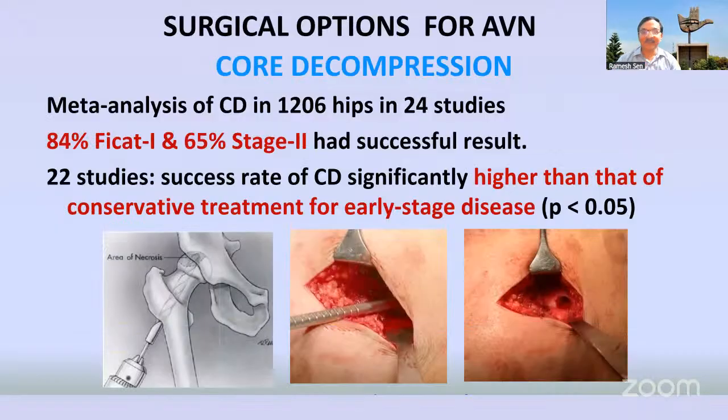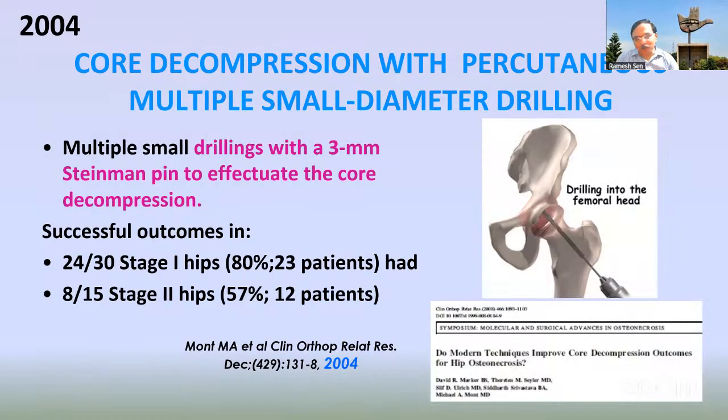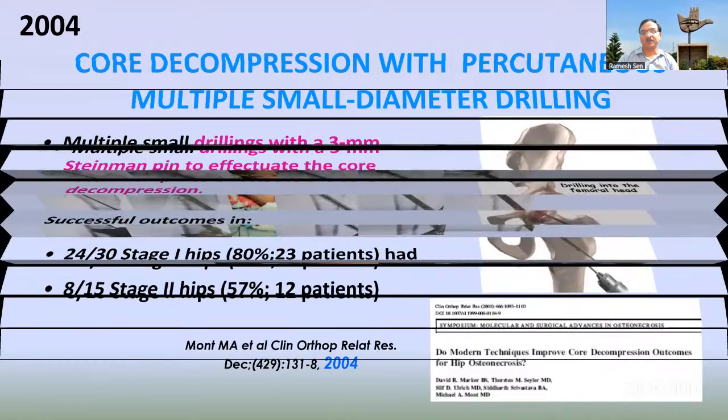Now the question comes, they are all for late cases, but what to do in relatively early lesions? And again, in early lesions, we were talking about core decompression. I said earlier, meta-analyses have shown that core decompression is very effective, 84% in stage 1, 62% in stage 2, and it's much better than conservative management. And it was also very well defined that core decompression with drilling with a 3mm pin is sufficient to give us a reasonably good outcome.